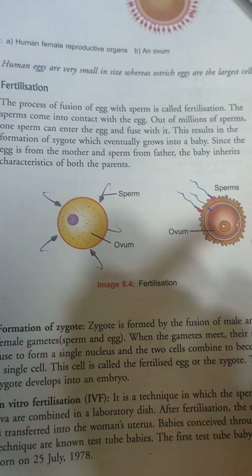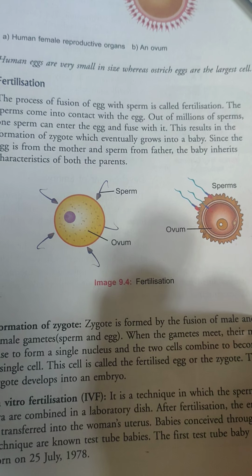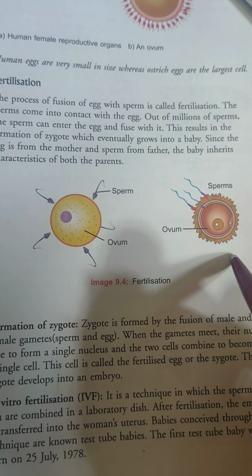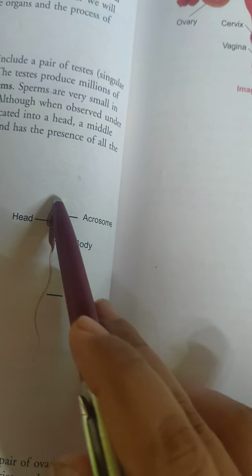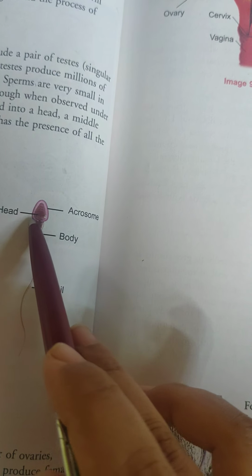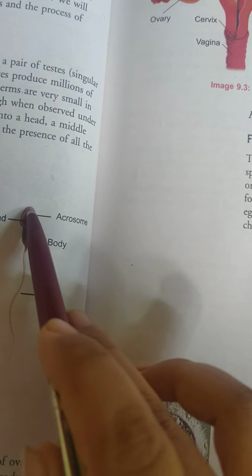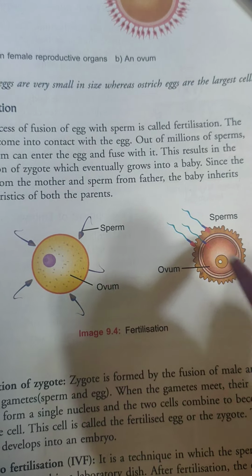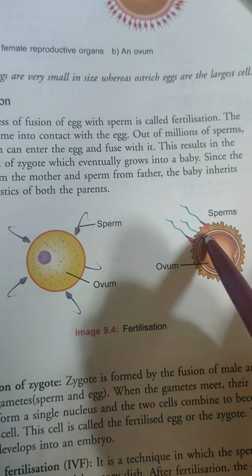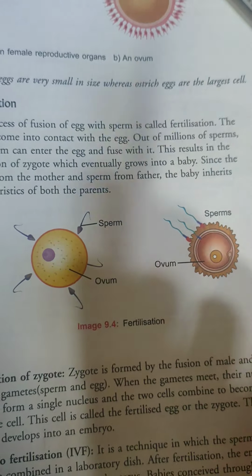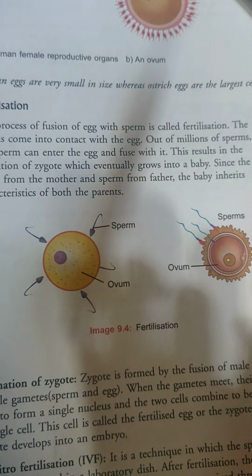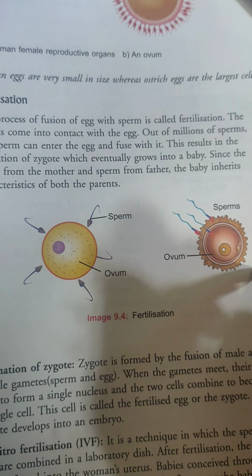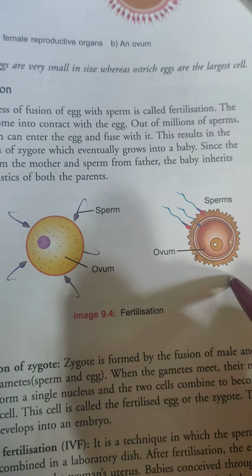In the egg, there is a nucleus, and inside the nucleus there is what? There is DNA, right? We studied that. And in the head of the sperm also there is a nucleus, and inside that also there is DNA. Now the DNA of the father and the DNA of the mother, that is the chromosomes, they will mate, isn't it? And the resultant baby will be having the characteristics of both the father as well as the mother.